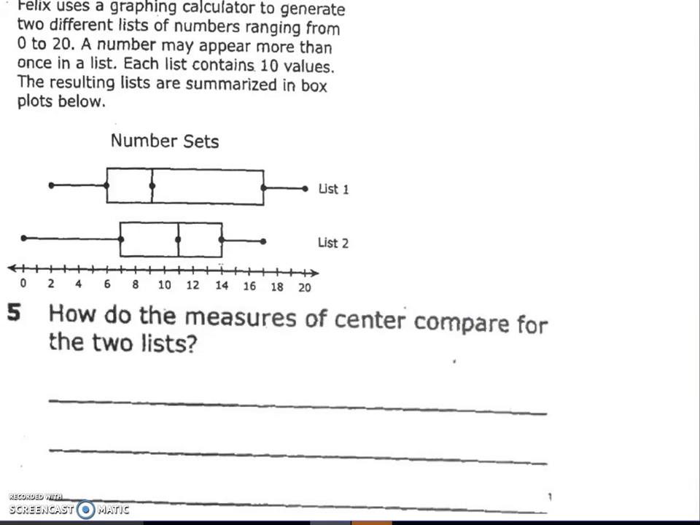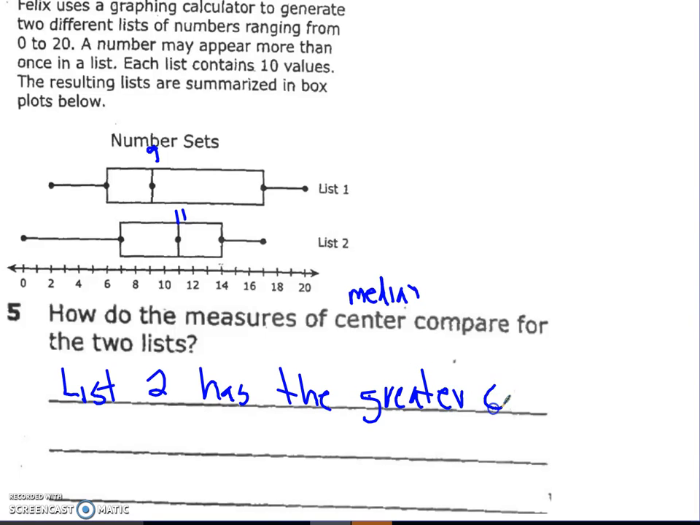How do the measures of center compare for the two lists? Remember, center is a key word for median. The median for list 1 is 9. The median for list 2 is 11. So we can say that list 2 is going to be the larger center. List 2 has the greater center.